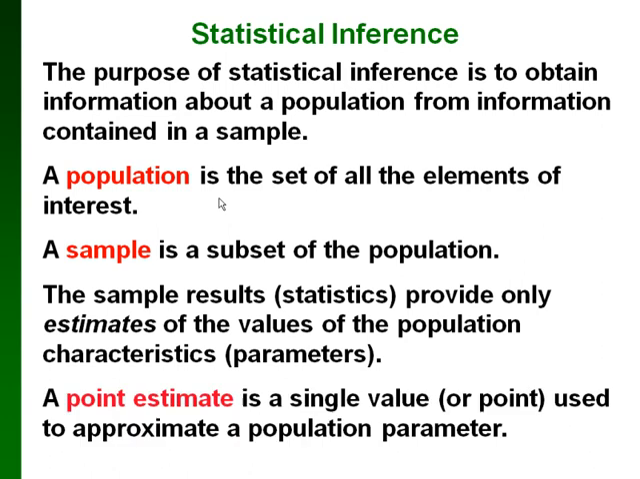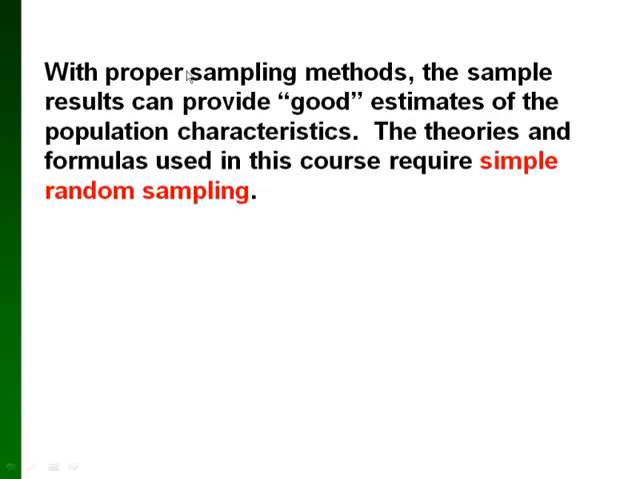The results of our sample, which are statistics, are going to provide estimates of the values of the population characteristics, which are parameters. A point estimate is just a single value, or 1 point, that's used to approximate or estimate a population parameter. If we use the correct type of sampling methods, then our sample results can provide good estimates of the population characteristics. For this course, proper sampling methods means using simple random sampling.